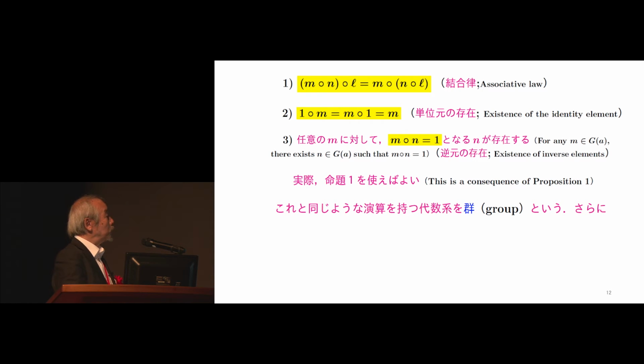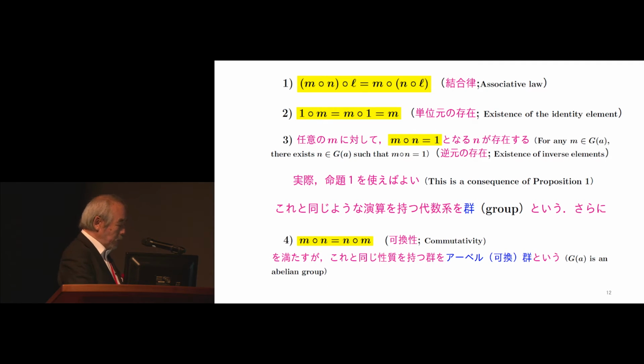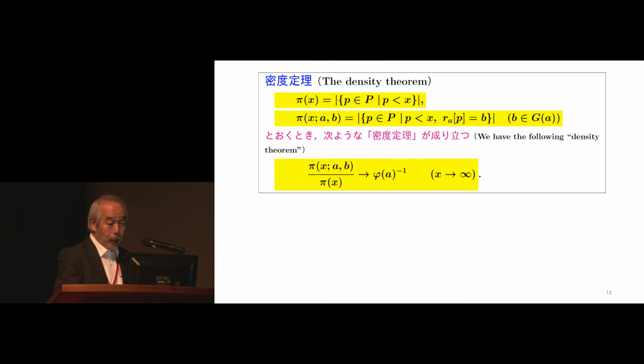When 1, 2, 3 are simultaneously satisfied, those sets or those algebraic systems are called a group. And in the case of G_A, m ∘ n equals n ∘ m, so the commutativity is satisfied. And when this is all satisfied, the group is called an abelian group. And you hear a lot of groups in contemporary mathematics.